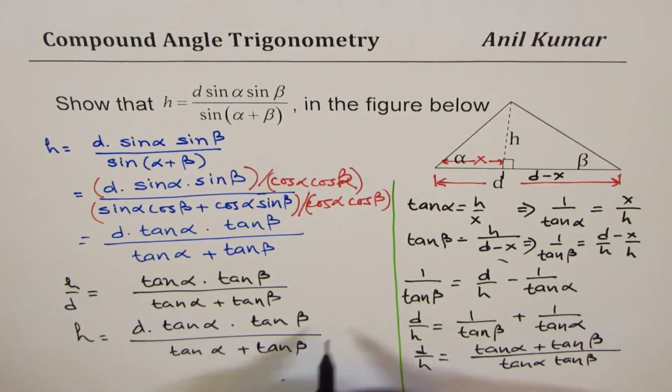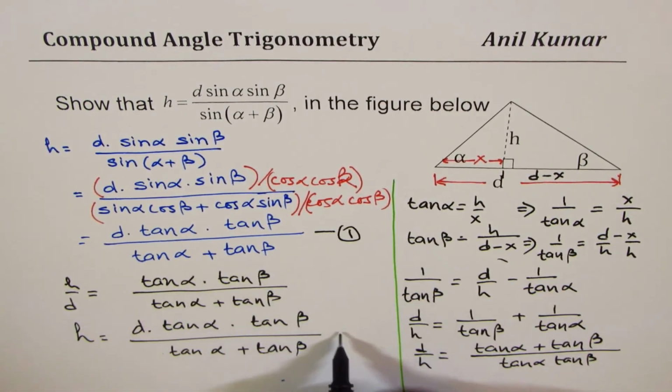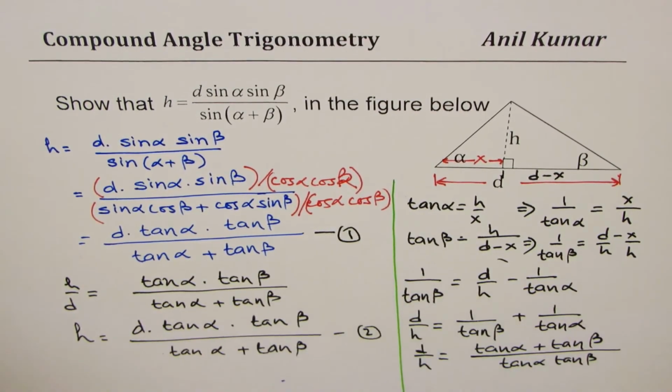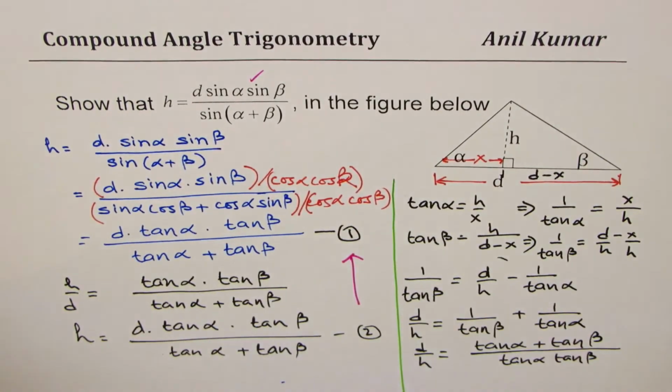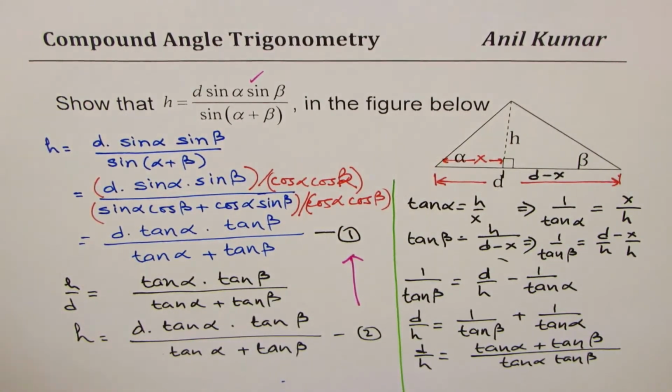Perfect. So we have the same equation, right? So 1 and 2 are exactly the same, and therefore we can say that the height is this much, correct? So that is how we can prove that h equals d sine alpha sine beta divided by sine (alpha plus beta) in this particular case.